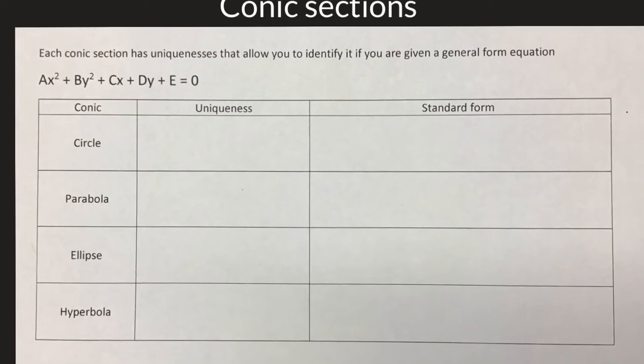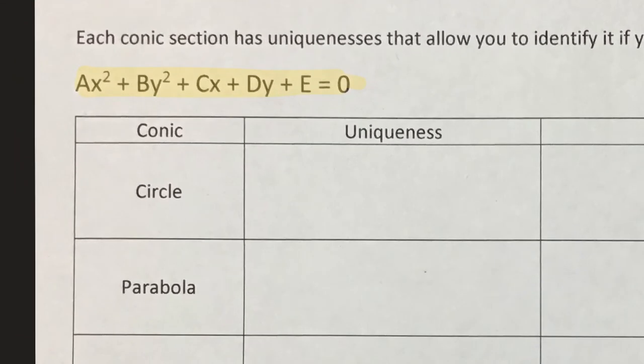Okay, so when we're talking about conic sections, this is your general form of your equation, right? Notice there are 5 parts to it, and each part has a variable or potentially a non-variable if it's the constant. Okay, so we have our x squared term, and we have a y squared term where b is the coefficient of y squared. We have an x term where c is the coefficient, and a y term, and then we have a constant term equals 0.